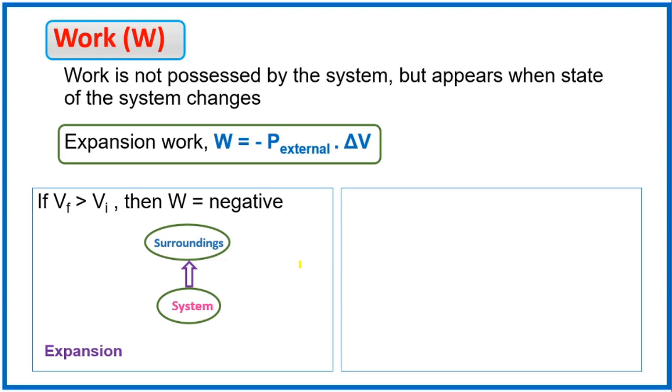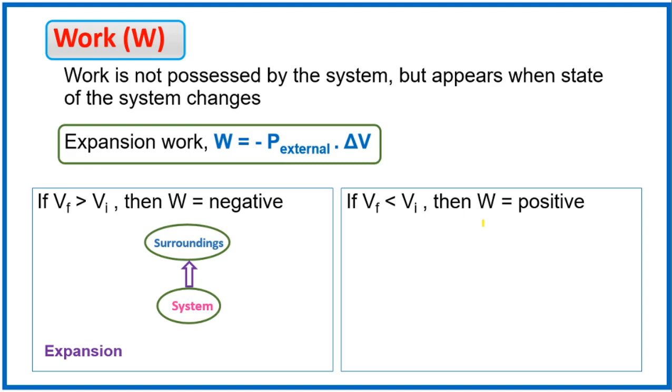In the second case, opposite to this one, if final volume is less than initial volume, what does it mean? Volume is decreasing. Volume is decreasing means what? Compression. So if the process is compression, delta V becomes negative and total W becomes positive, because here the minus sign is there and delta V becomes a minus value, minus into minus becomes plus, so W becomes a positive value in compression.